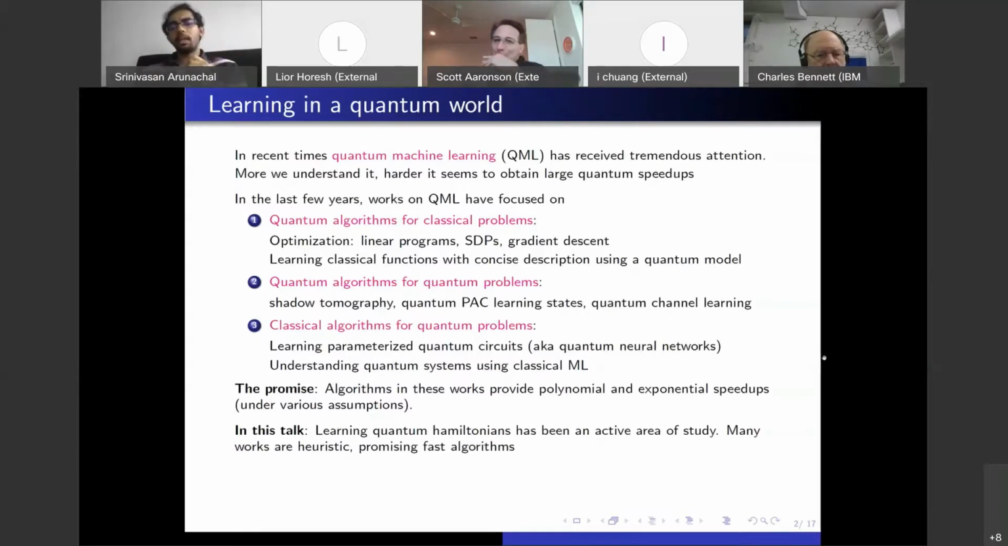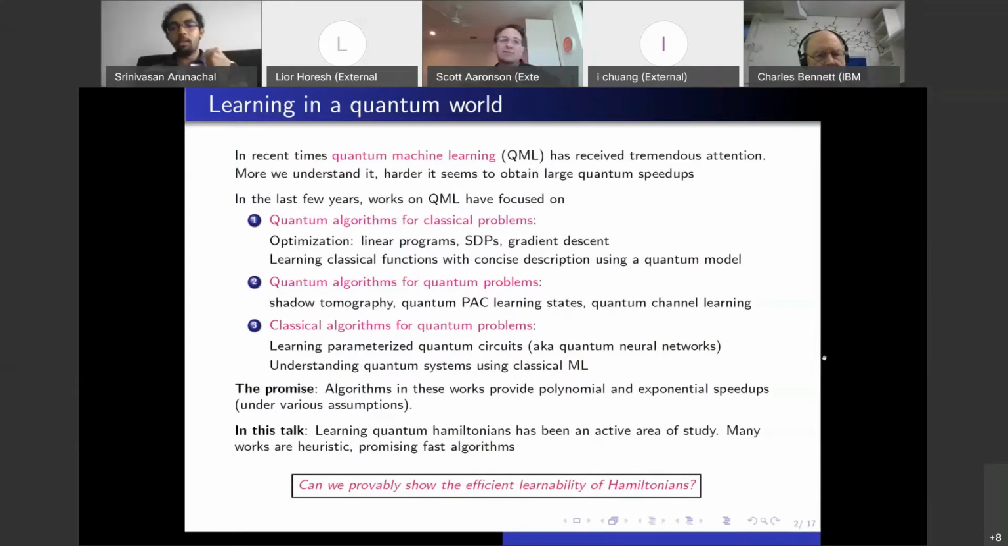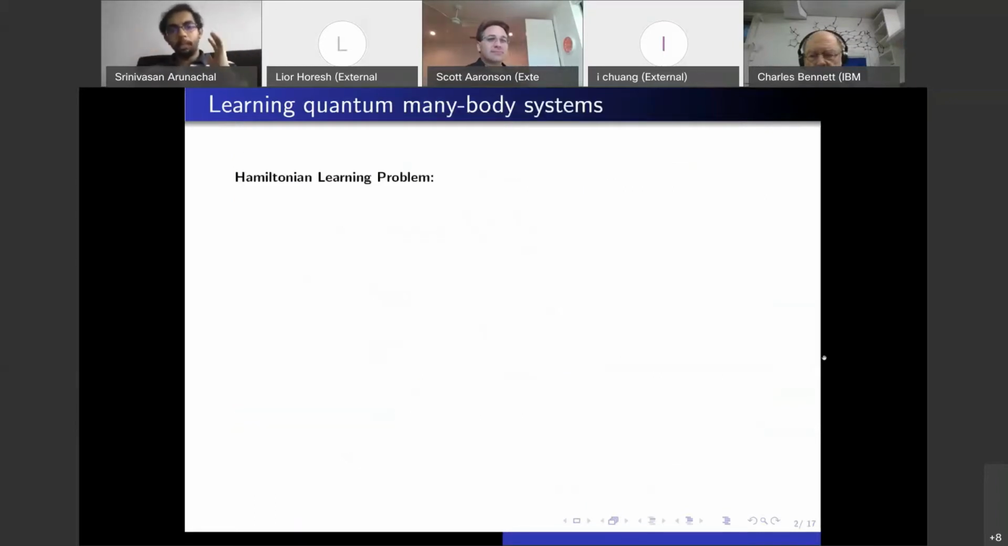Most of these are heuristic, and as far as I know, we didn't have any provable algorithm to show that you could learn Hamiltonians. And that is going to be the focus of this talk. Can you provably and efficiently learn Hamiltonians? Right, so this is the broad motivation, and let me tell you right off the bat what the problem is.